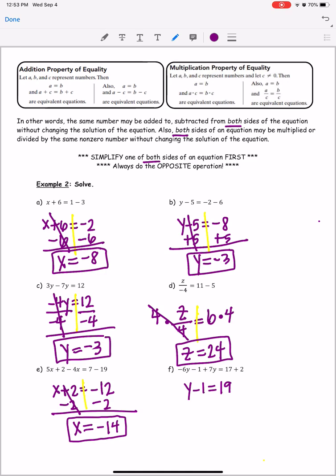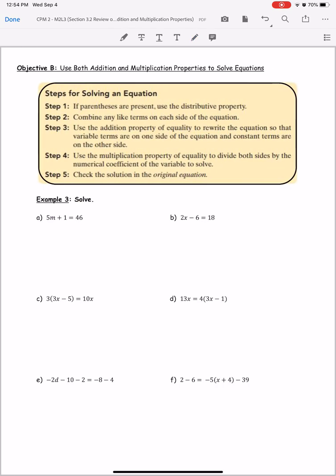So the opposite of subtracting 1 would be to add 1. And what I do to one side of this equation, I must also do to the other side. Negative 1 plus 1 cancel. That's 0. And so we're left with y equals 19 plus 1 is 20. So we had an extra step in these when we had to combine our like terms first. Now we're going to actually get to even more multi-step problems.